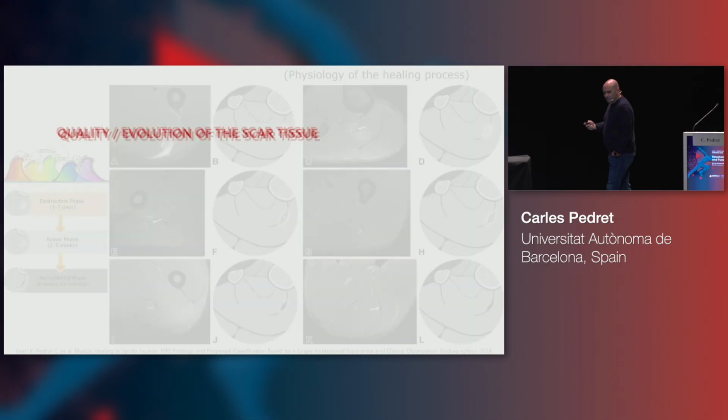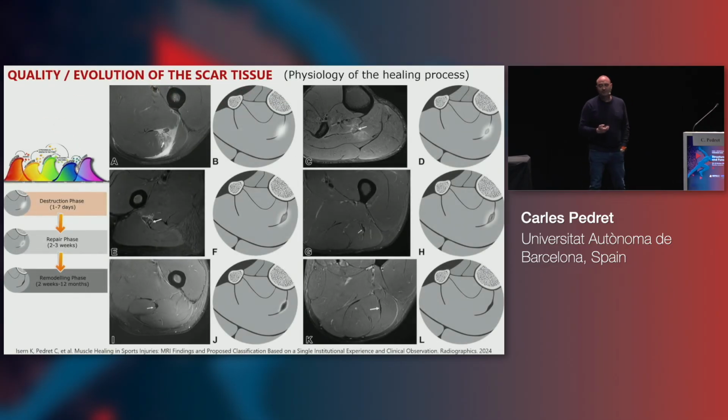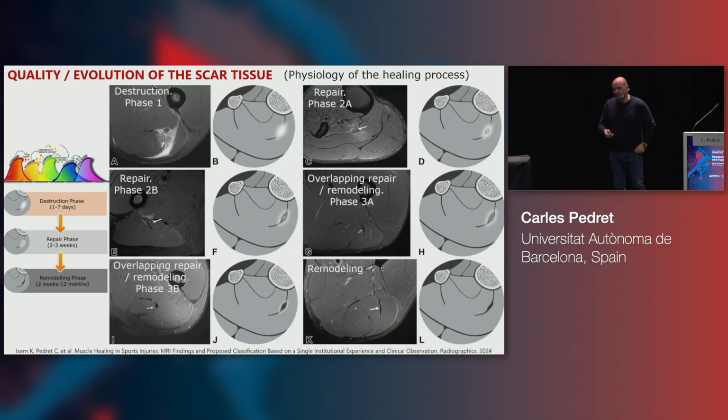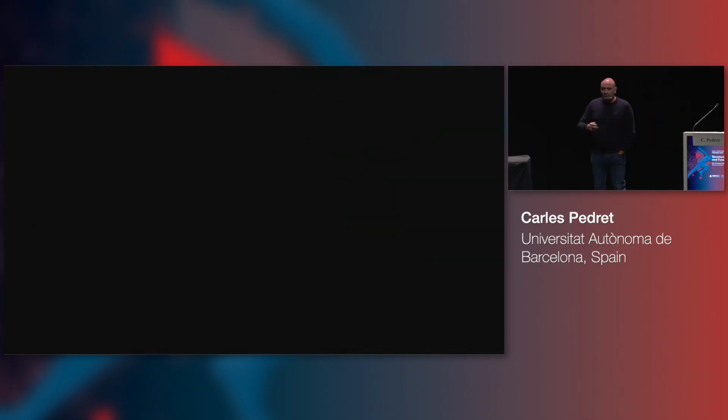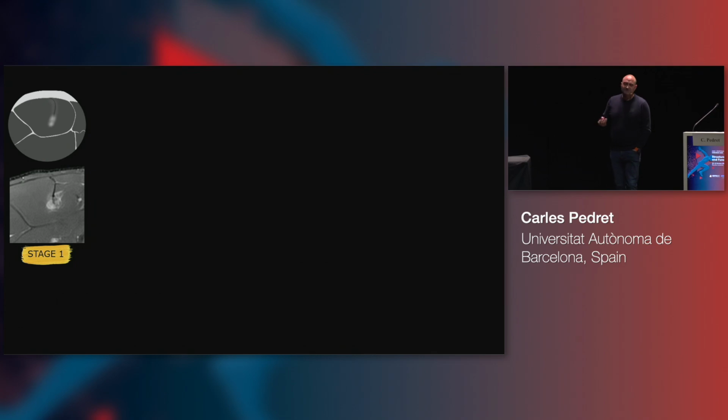So let's go with the quality and evolution of the scar tissue. So we can monitor the evolution and the quality of the scar tissue, and this is very important. This is also a slide that I put yesterday, but probably you will see that better in the next one, okay? So we have the initial stage.